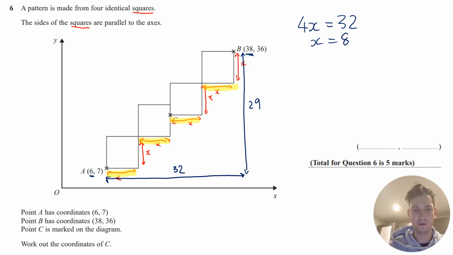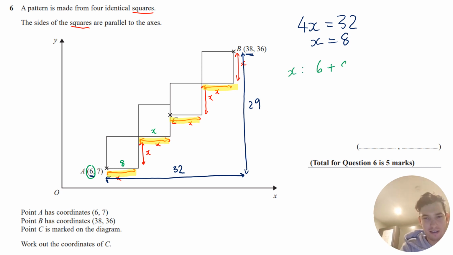So now I just need to find out my coordinates of C. Okay, let's start off with the x coordinate. So change to a green. So x coordinate, I start off with my 6, and I go 8 along, and another 8 along, and then I get to my point C. So I think it's going to be x coordinate. Start off with 6, add 8, and that gives me 22. So my x coordinate is 22.